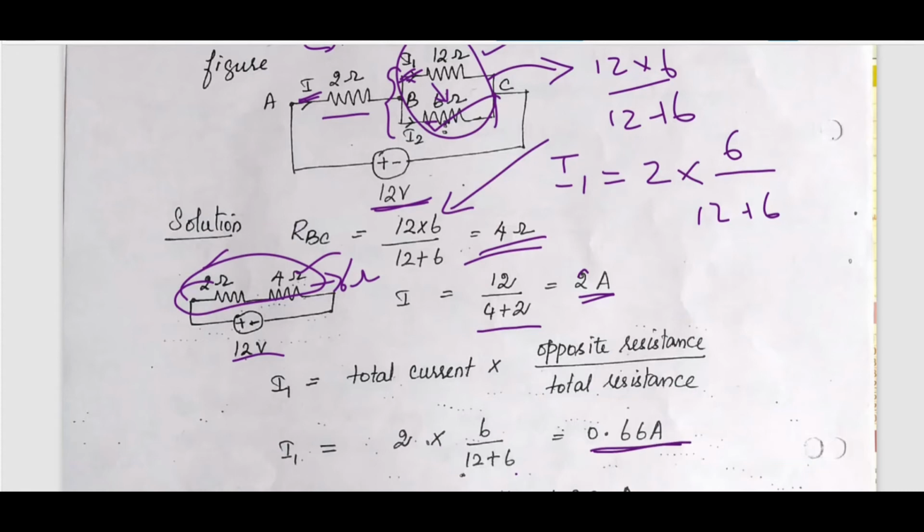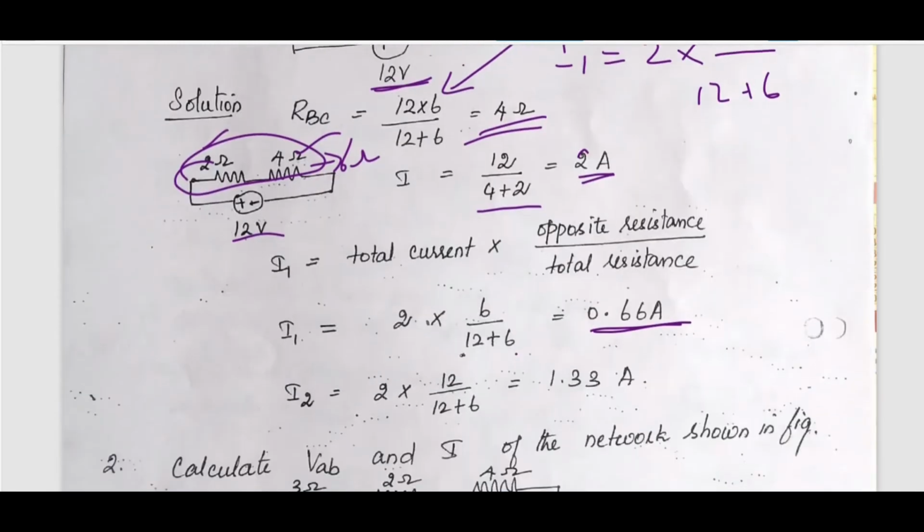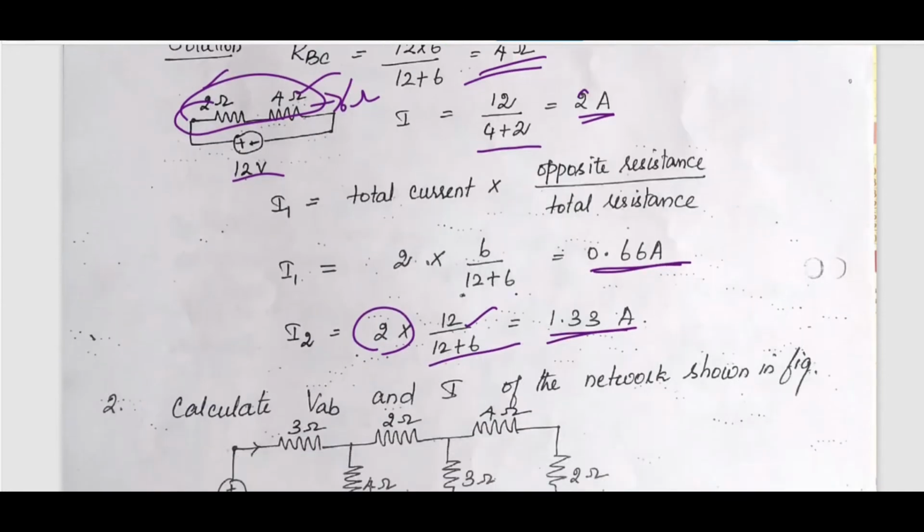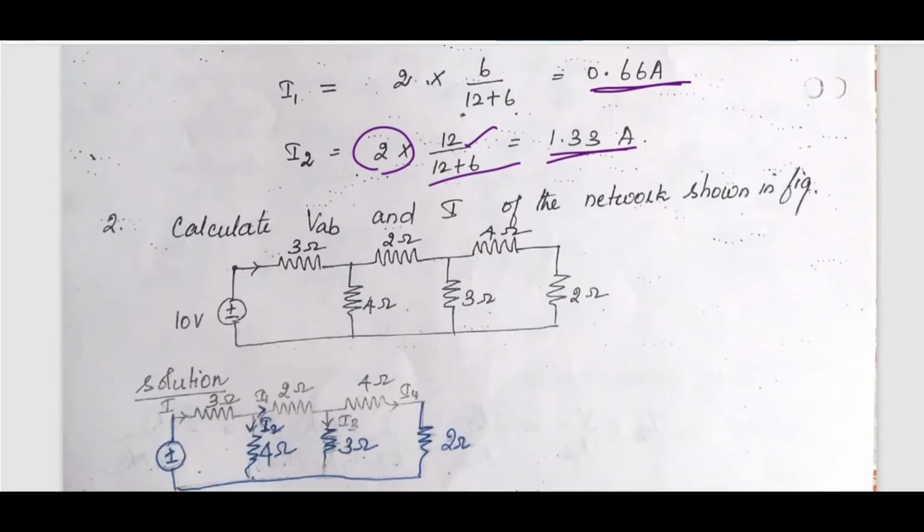Similarly, I2. How to find I2? Opposite resistor divided by total resistor. The opposite resistor of 6 ohm is 12, divided by 12 plus 6. Total current I is 1.33 ampere. So in this way, we can easily find the current through a particular branch via the current division rule.